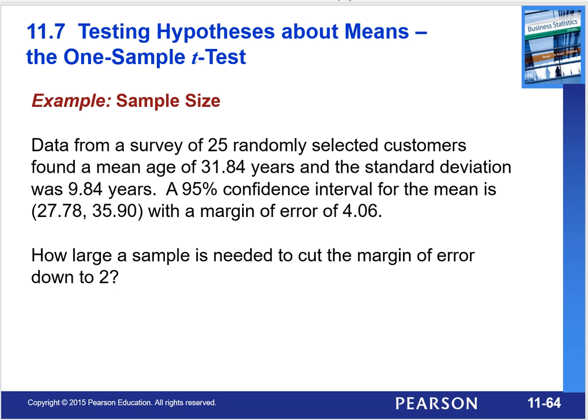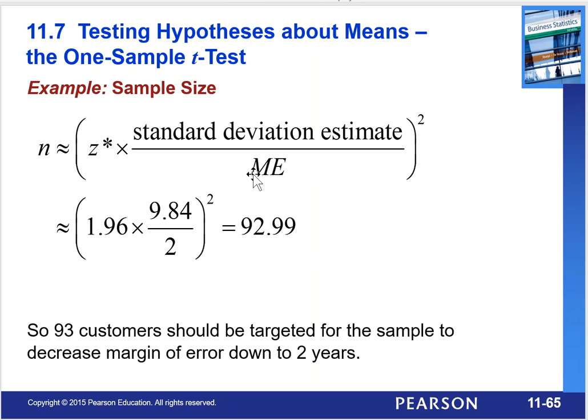So I know my margin of error, it's 2. I know my confidence level, I know my mean, I know my standard deviation. We're just going to plug those into the equation and come up with what this is. So margin of error, 2. Standard deviation, bam. For 95%, z is 1.96. Show that in there. You square it, you get 92.99. We're going to actually use 93 people. Pretty clear? Okay.